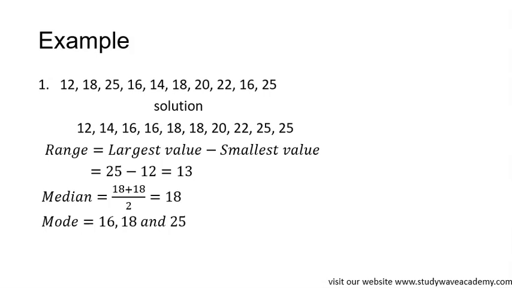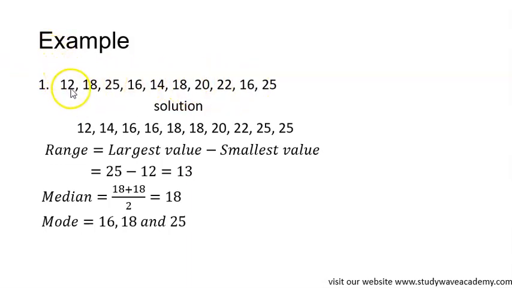So here we have 12, 18, 25, 16, 14, 18, 20, 22, 16, and 25. This is an ungrouped data. So how do we calculate the range, median, and mode? The first step in doing this is to arrange this data given to you in ascending order, okay? Ascending order from the smallest to the biggest. So this data presented to you, you arrange it from the smallest to the biggest.